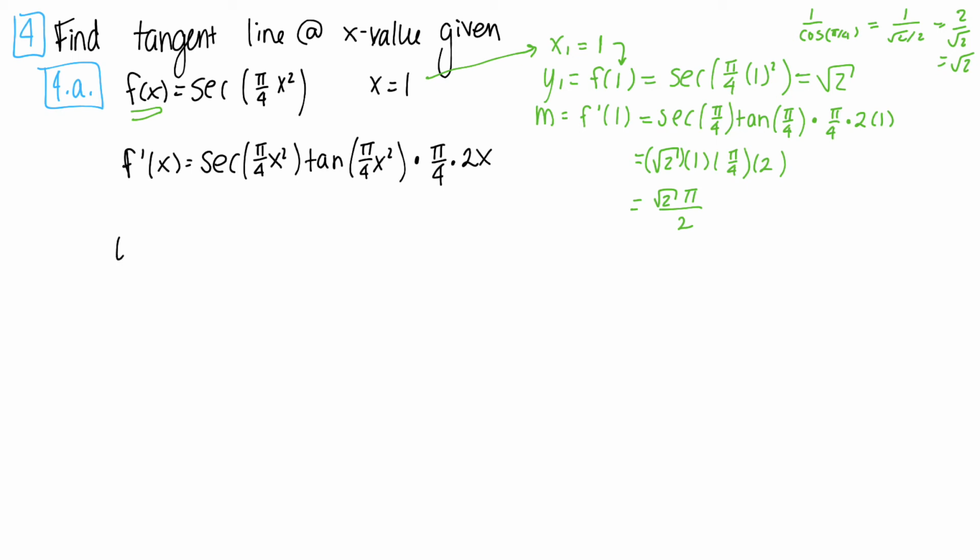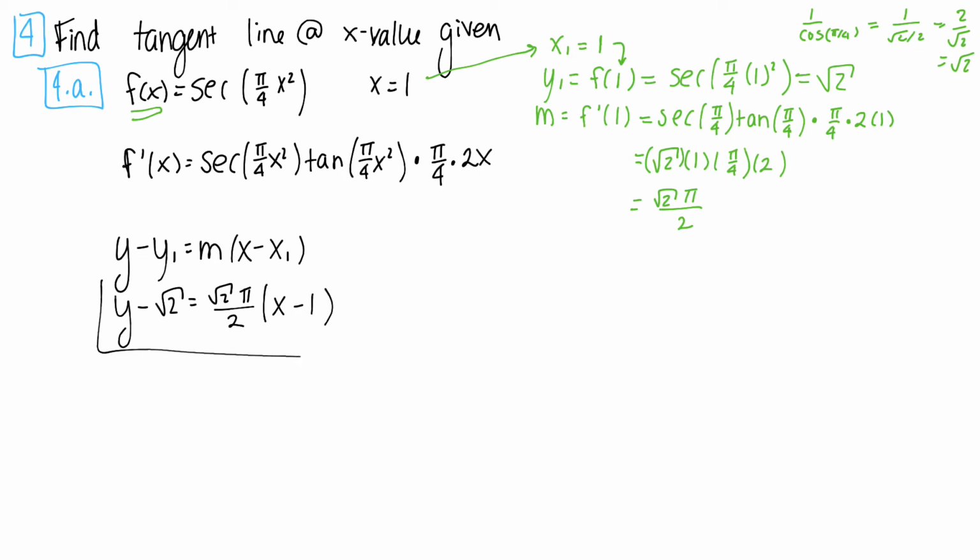So our line is y minus y1 equals m times x minus x1. y1 is square root 2. m is square root 2 pi over 2. x1 is 1. Normally I would put these into y-intercept form, but this is kind of nasty, so I'm just going to leave this one alone because I don't like the way it looks. So I'm going to leave it alone.